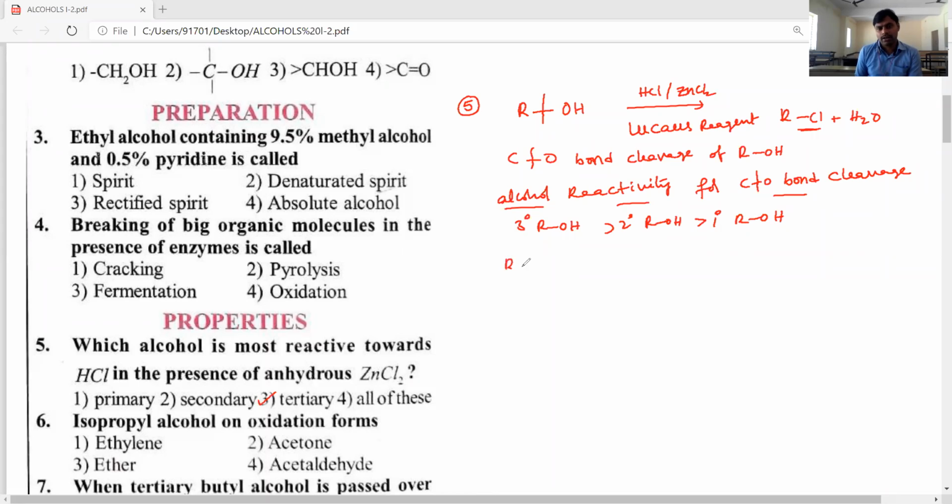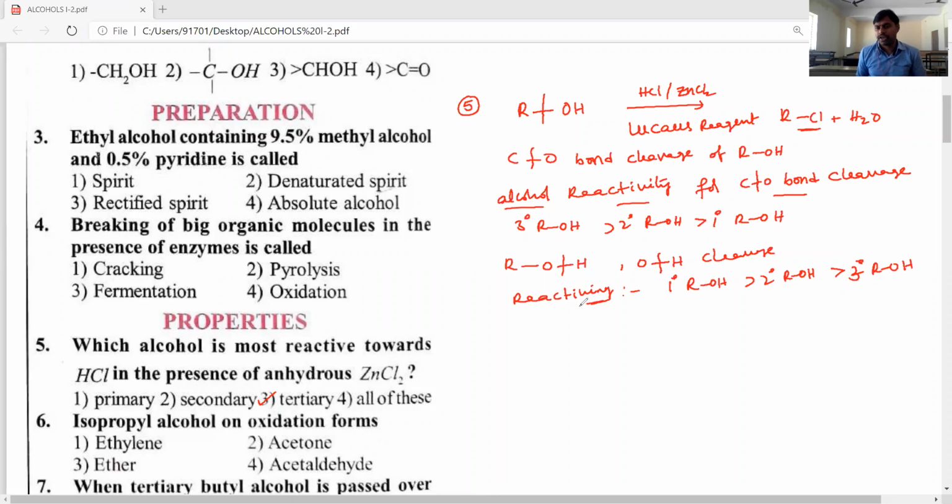The reverse, in alcohols ROH, is the O-H bond cleavage reactivity order. Generally, O-H bond cleavage explains the acidic nature of alcohols. In that, primary alcohols are more reactive than secondary and then tertiary. Tertiary alcohols are very less reactive for the cleavage of the O-H bond. For the cleavage of the C-O bond, tertiary is more reactive.